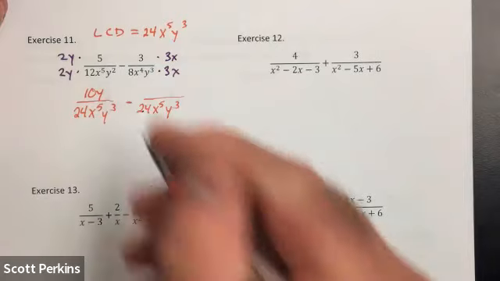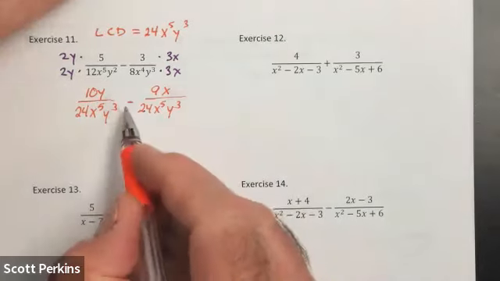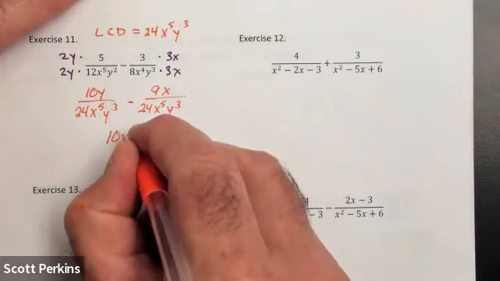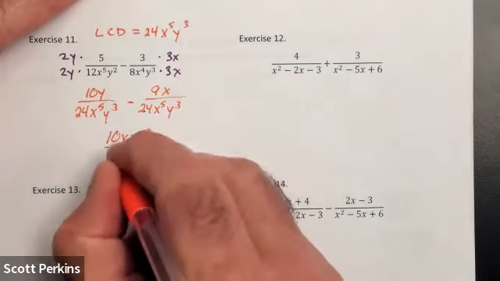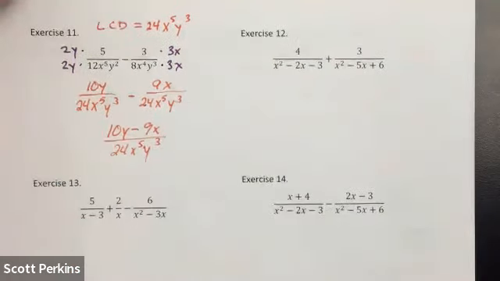And so then 3 times 3x is 9x. Again, that's the difficult part to the problem. But once we got that, it's all downhill from here. We're subtracting. These things are not like terms. So I've got 10y minus 9x over the 24, x to the fifth, y to the third, and we are done with that problem.